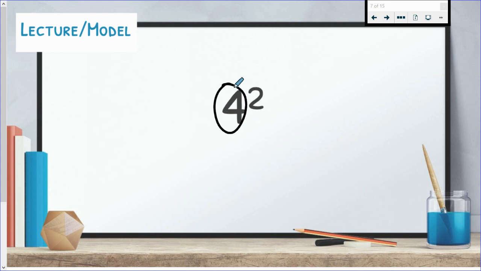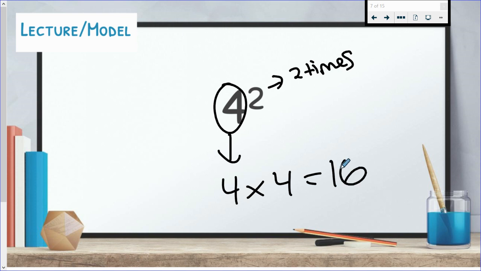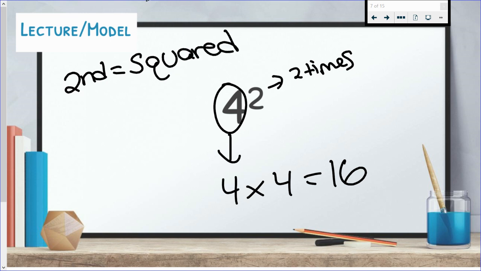4 to the second power, this tells me I am multiplying 4 2 times. 4 times 4 is simply 16. Also, remember, another word to the second power also means squared. Because say the side length of a square was 4, you would do 4 times 4 to find the area. So that is why it is called squared.